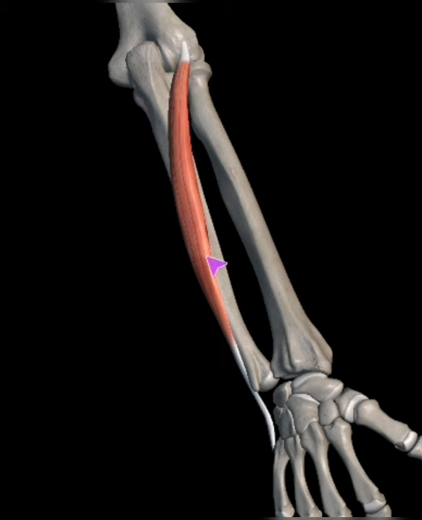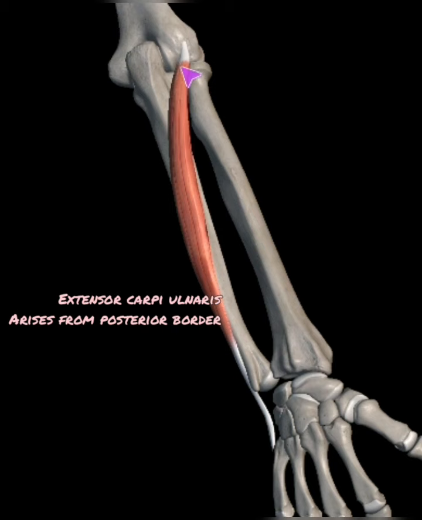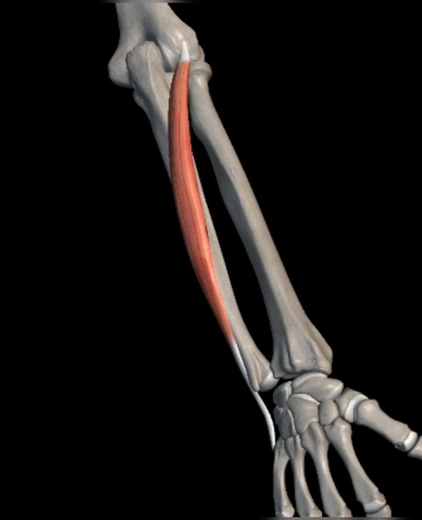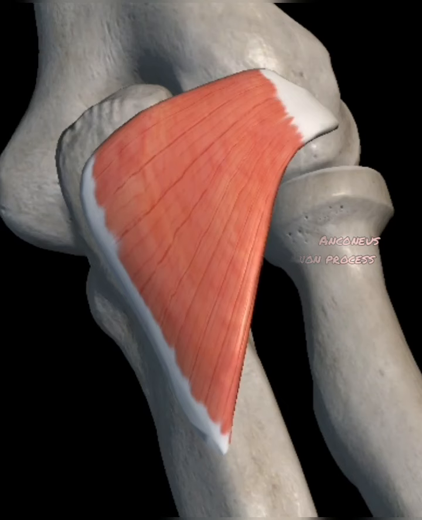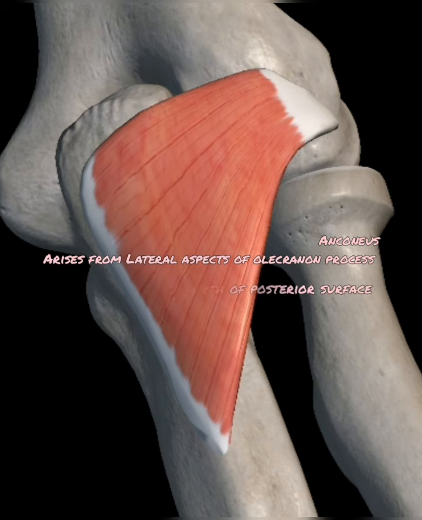This is the extensor carpi ulnaris. It arises from the posterior border. And the anconeus is inserted into the lateral aspect of the olecranon process in the upper quarter of the posterior surface. You can see over here.